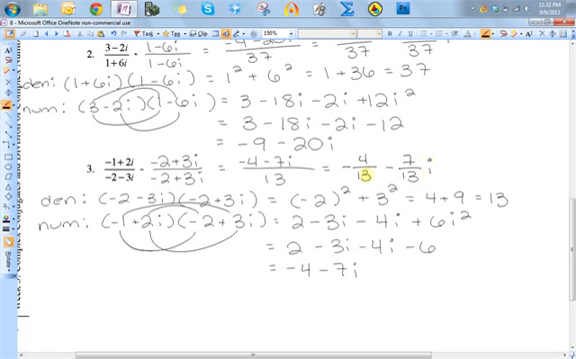My personal preference is actually to write it like this, just so I could more explicitly see what the real part and the imaginary part is, but it really doesn't matter. This is a slightly more concise notation, so you can leave it like this if you want.